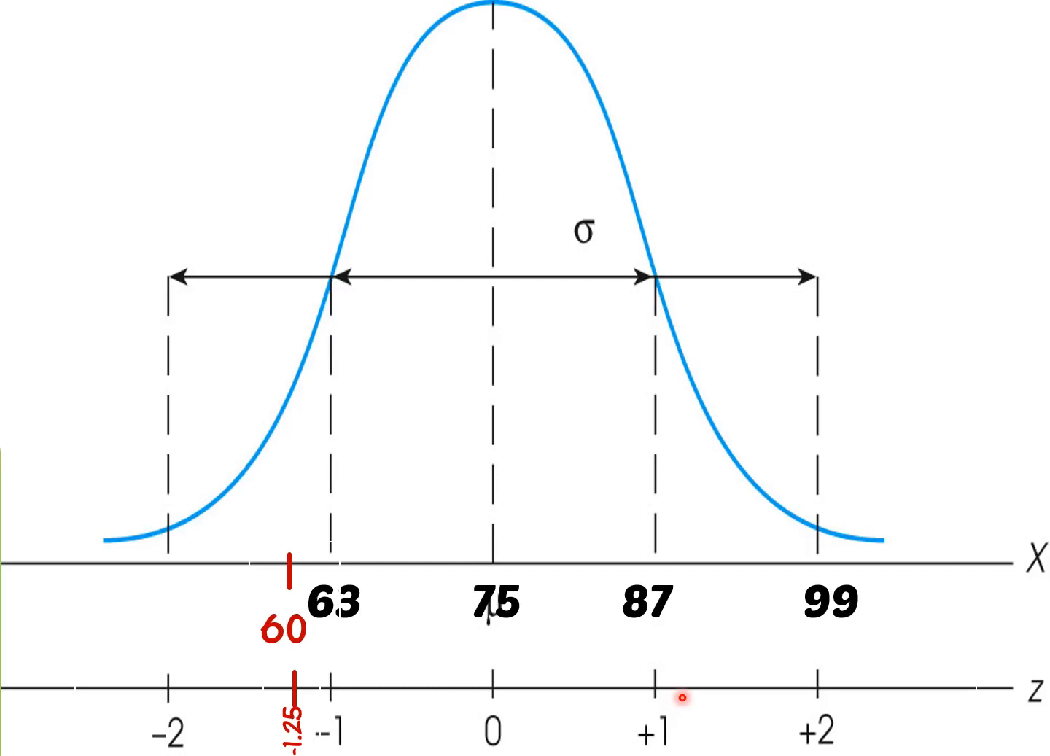Okay, so I hope now you can visualize and fully understand how a raw score is converted into a z-score, and how you can locate it in a normal curve. Okay?